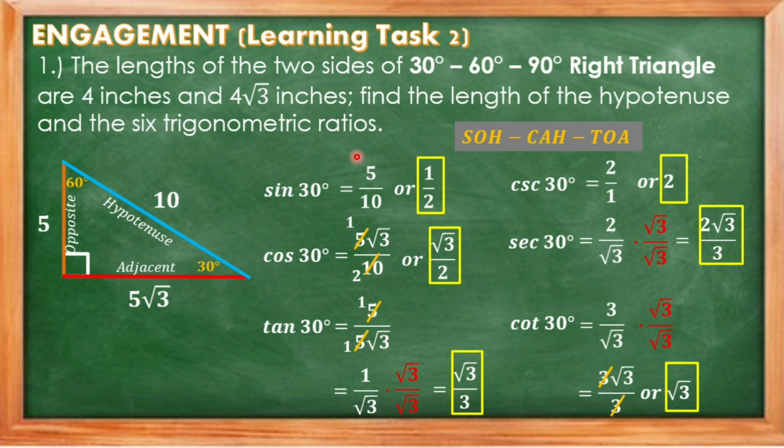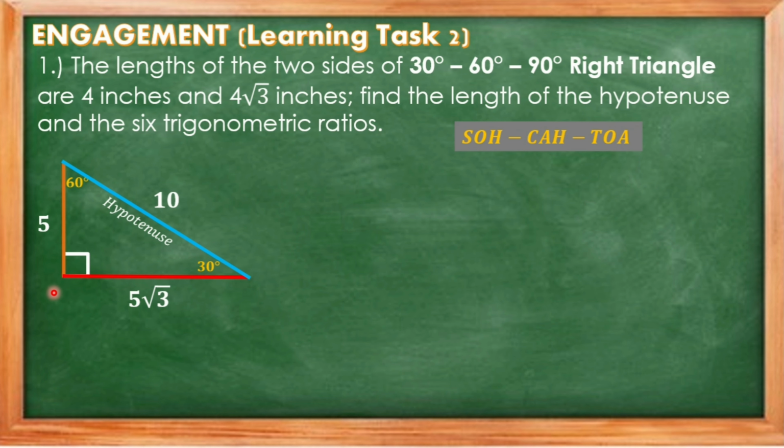Tapos na tayo sa 6 trigonometric ratios ng 30 degrees angle natin. So, hindi pa tayo tapos dahil meron pa tayong 60 degrees angle na hahanapin. Okay, so this time, ang reference angle naman natin ay 60 degrees angle. Okay, so dahil ito na yung reference angle natin, yung side na kaharap niya, ito na yung opposite natin, at yung katabi niya, yun naman yung adjacent natin. Okay. So, solve muna natin yung primary trigonometric ratios, yung sine, cosine, tan, ng 60 degrees angle natin.